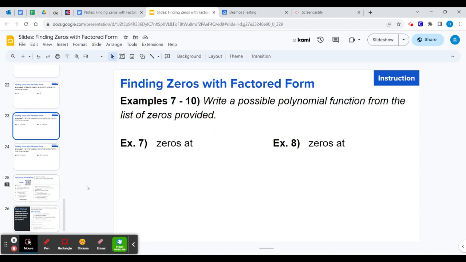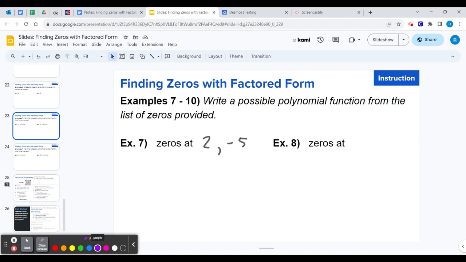So the final thing to really push our understanding of this is we want to write a possible polynomial function from the list of zeros provided. And we can create possible ones with really any numbers if we're given zeros. So example 7, let's just pick a couple of random ones. Let's go zeros at 2 and at -5. And if we have that, we can write a function.